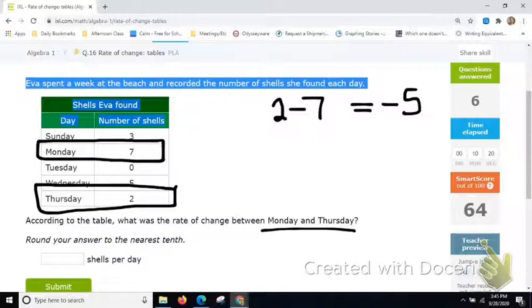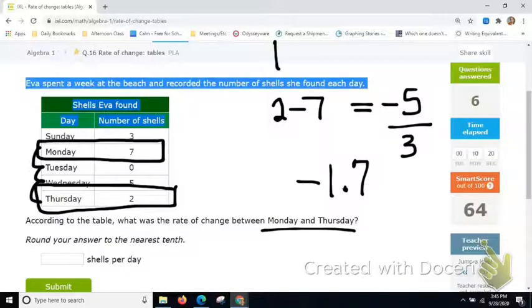So Tuesday, Wednesday, Thursday. So we don't count the day we're starting on. We count how many days have passed. So like how many jumps? 1, 2, 3 jumps. So that sure looks a little familiar, I think. We got 5 divided by 3 again, and again, it's supposed to be to the nearest tenth. So I've got that 1.6 repeating, which to the nearest tenth is again going to be negative 1.7.